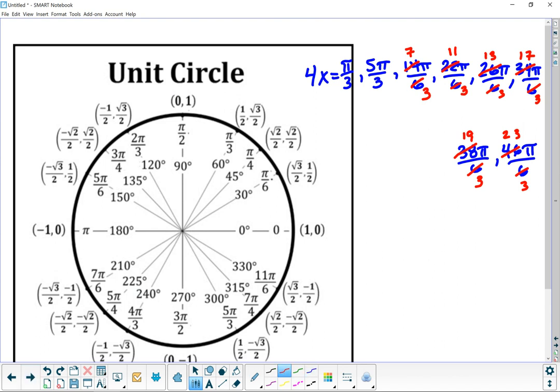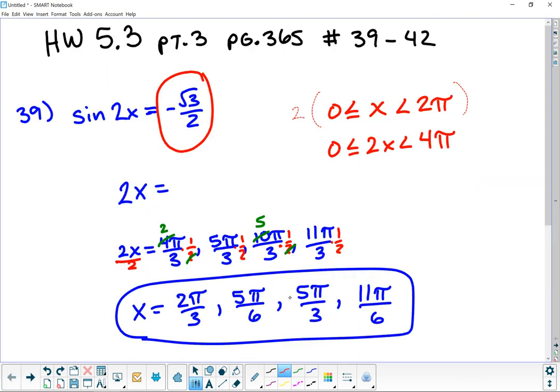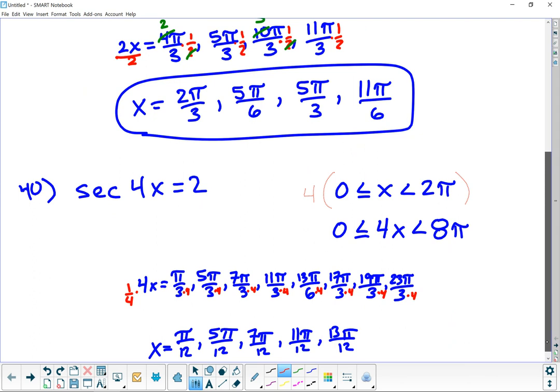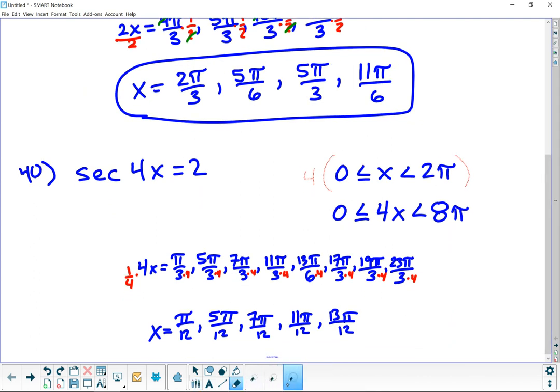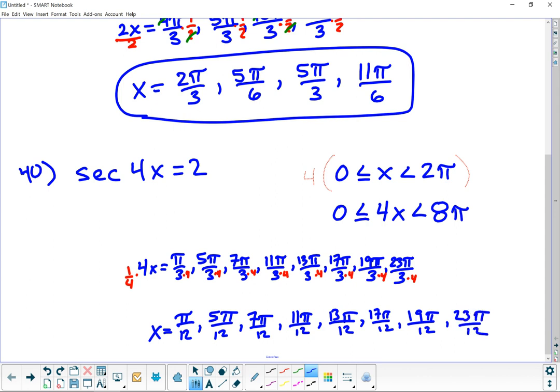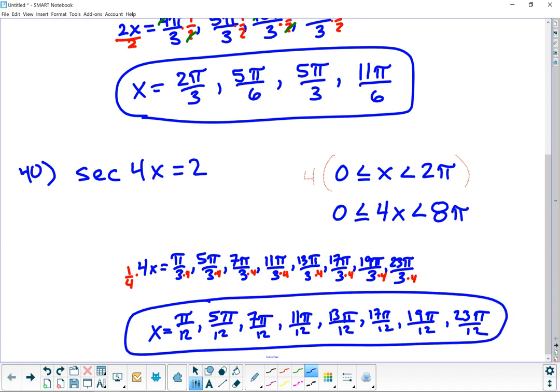Right here, it should be 13 over 3. Not sure why I did that. But it should be 13 over 3, which means it's going to end up being 12. So 13 pi over 12. Sorry about that. 17 pi over 12, 19 pi over 12, and 23 pi over 12. Those are my answers.